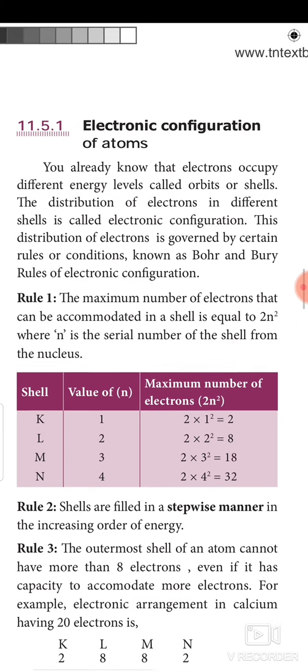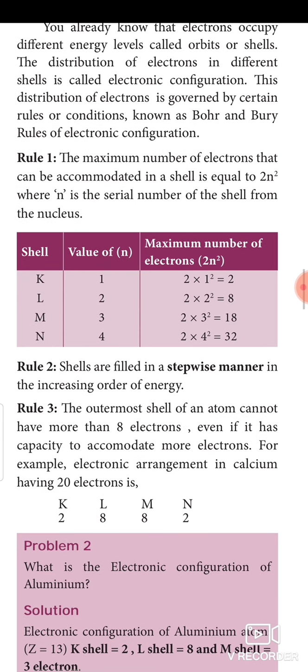Rule 2. Shells are filled in a stepwise manner. It should be filled in a stepwise manner. Rule 3. The outermost shell of an atom cannot have more than 8 electrons. If it is the outermost shell, it only possesses 8 electrons at most. It should not possess 18 or 32 electrons.